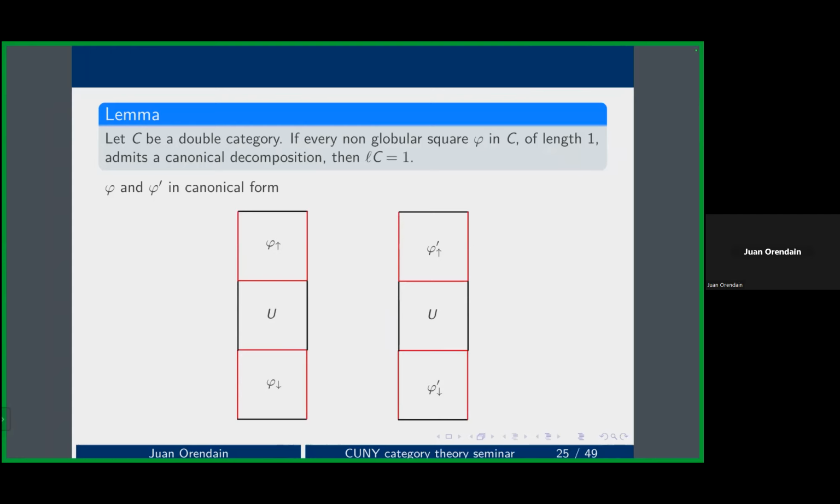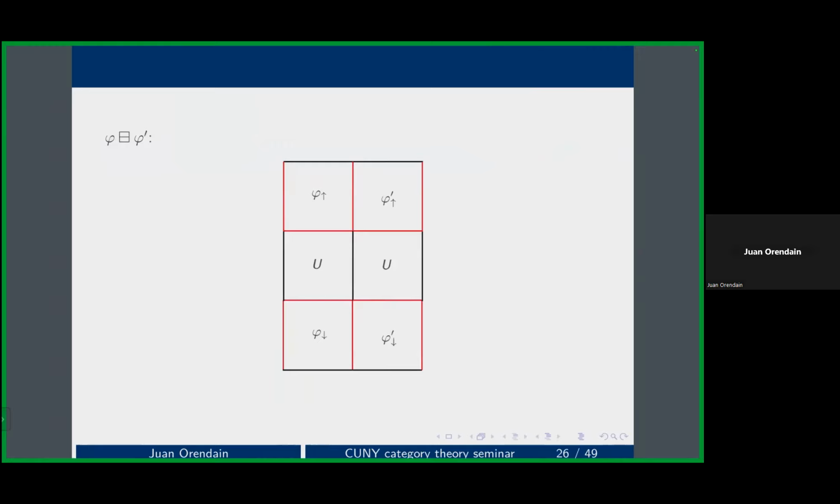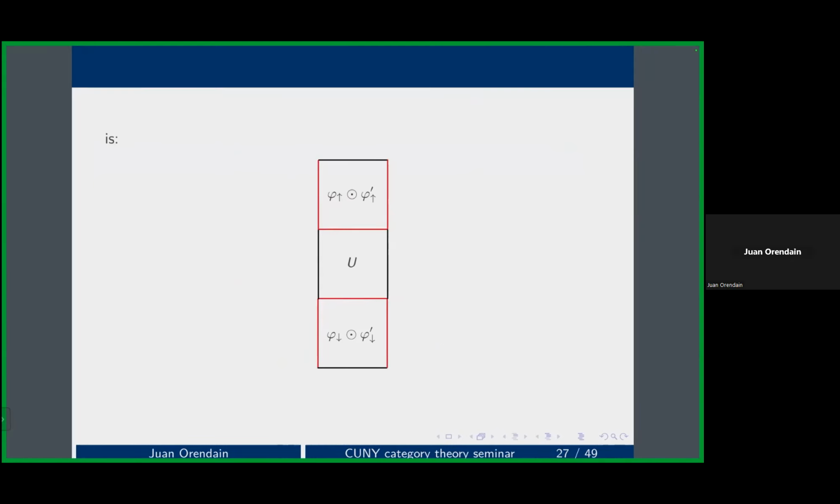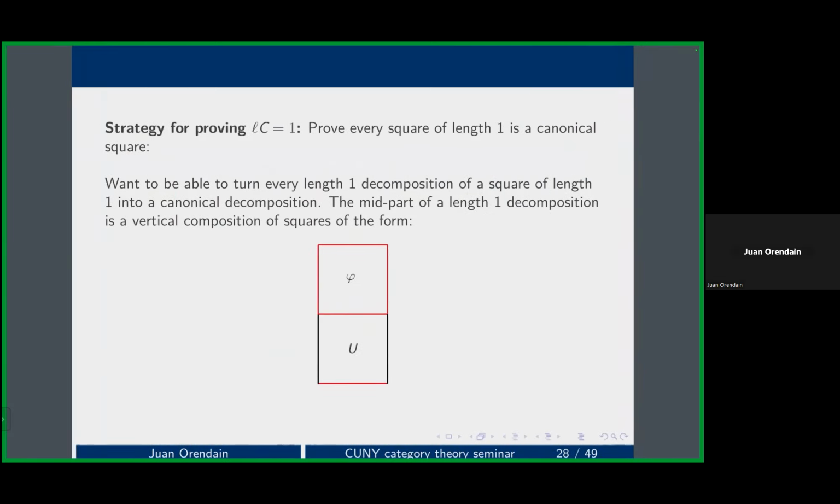Well, suppose you have phi and psi, two length 1 squares. By this assumption that every length 1 square admits a canonical decomposition, you just take the canonical decompositions, compose them horizontally, and you observe that this composition is this composition here, which is, of course, a canonical square, and canonical squares are of length 1. So basically, if you assume that every length 1 square is canonical, you observe that horizontal composition of canonical squares is canonical, and canonical squares are of length 1, then horizontal composition of length 1 squares is again of length 1, and the double category is of length 1, which is pretty nice.